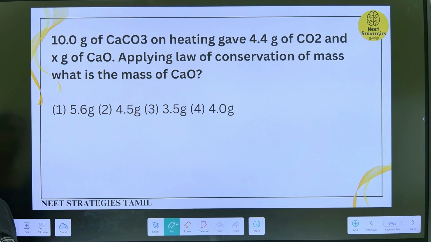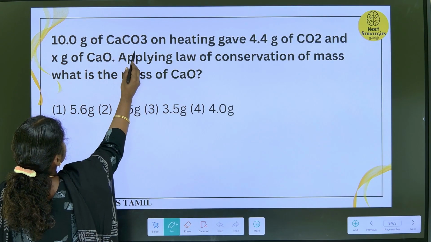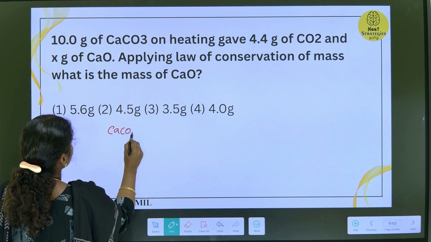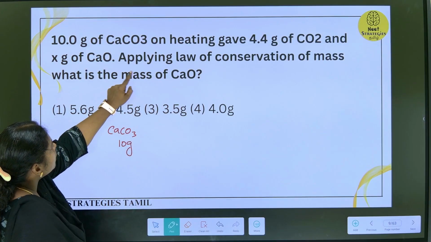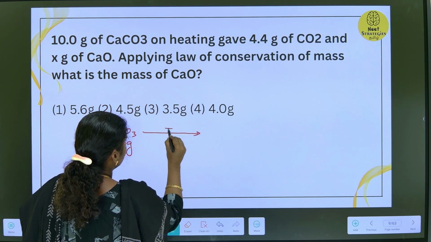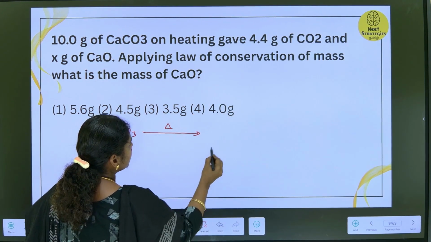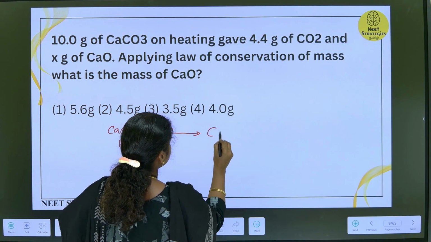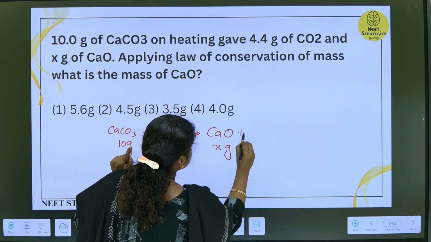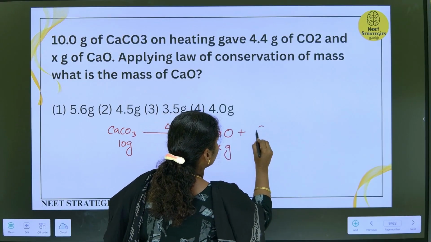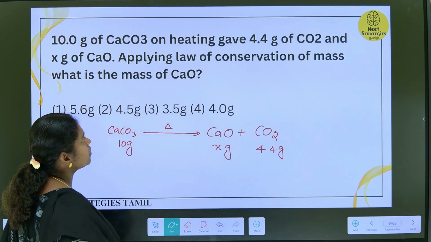Again, it is 10 gram of calcium carbonate. In this case, 10 gram of calcium carbonate on heating gives X gram of calcium oxide plus 4.4 gram of carbon dioxide. So the carbon dioxide is 4.4 gram.